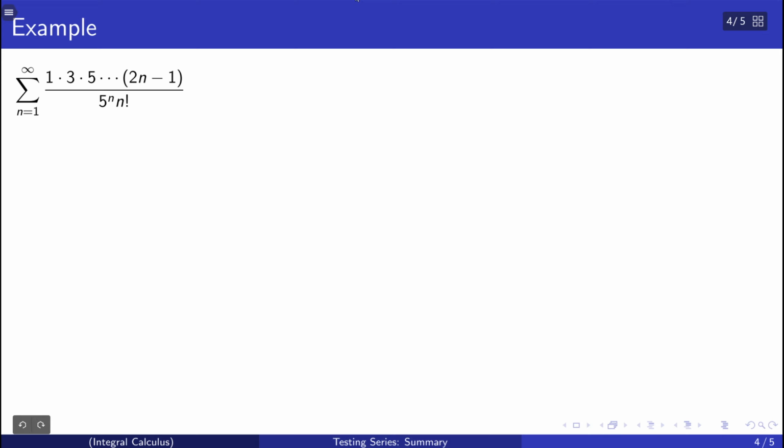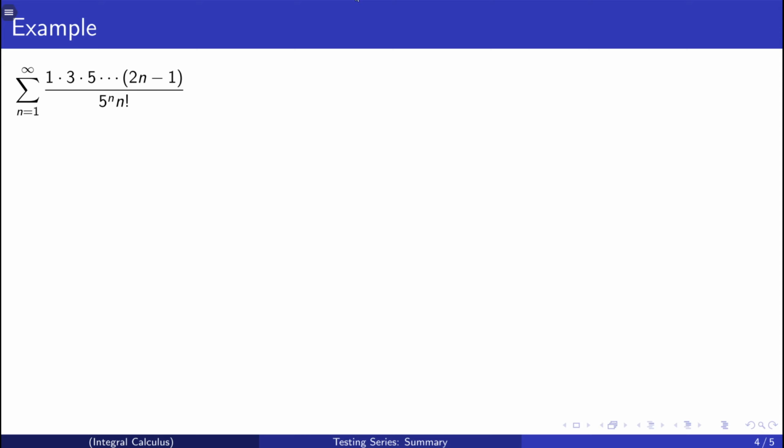How about this one, where the numerator of your term is given by this pattern, right? This product, 1 times 3 times 5, and so on until 2n minus 1. In other words, all the odd numbers from 1 to 2n minus 1. And then your denominator is 5 raised to n times n factorial.